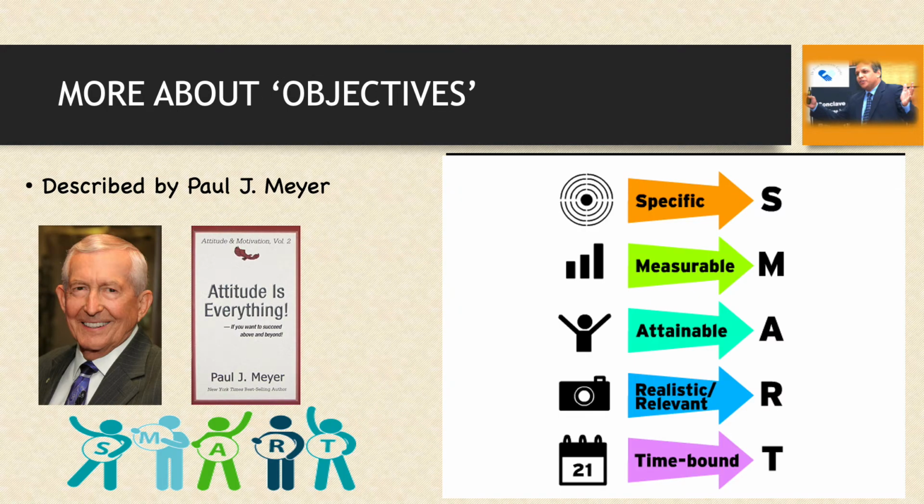Of SMART objectives. Now, this was first described by Paul J. Meyer in his famous book, Attitude is Everything. SMART is an acronym for specific, measurable, attainable, realistic or relevant, and time-bound.